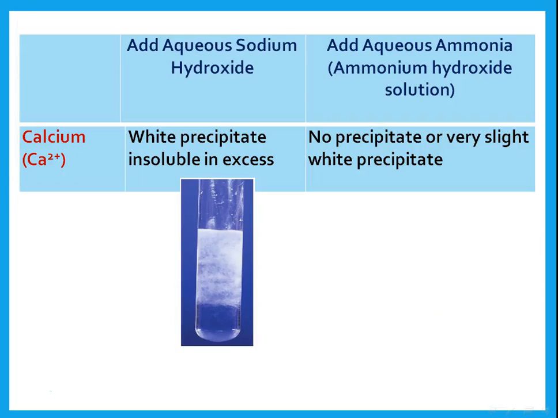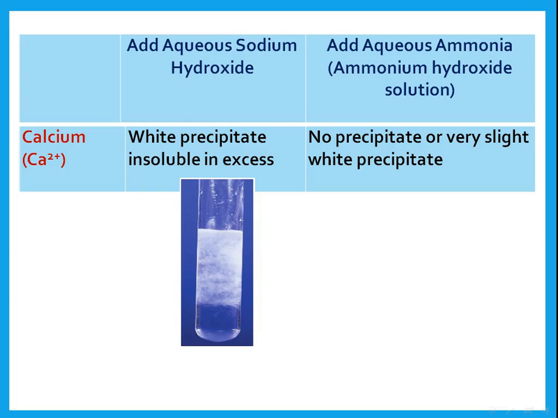Okay, now calcium, test for calcium. If I add aqueous sodium hydroxide to something that has calcium, I get white precipitate insoluble in excess. Insoluble in excess means I'm adding the sodium hydroxide drop by drop, I get this white precipitate. Now if I continue to add sodium hydroxide, so I have excess sodium hydroxide, the precipitate still remains, it doesn't disappear. So that means that the precipitate is insoluble in excess.